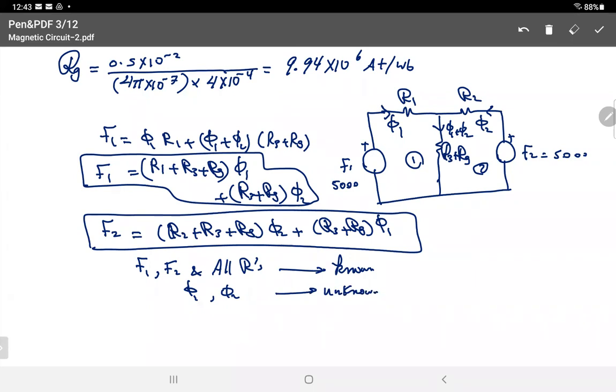I did that, and I found that phi 1 and phi 2 are equal, as expected, because it's symmetric. R1 is equal to R2, F1 is equal to F2, and one is in the middle. I found that phi 1 and phi 2 are equal to 0.07 times 10 to the power minus 4 Weber. That's the answer when you solve the two equations for phi 1 and phi 2.